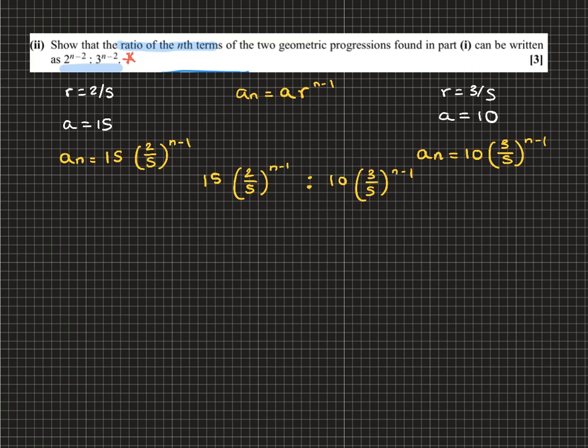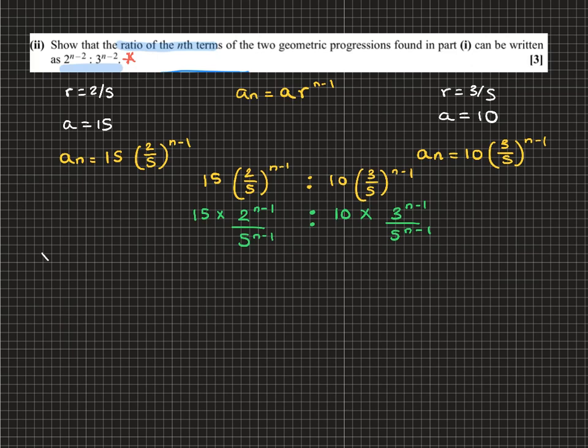So here's what I am going to do. I'm going to write each part out a little bit differently. So I've got 15 multiplied by 2^(n-1) all over 5^(n-1) in a ratio with 10 multiplied by 3^(n-1) over 5^(n-1). Now remember, we can multiply or divide across both parts of a ratio and the result will still be equivalent.